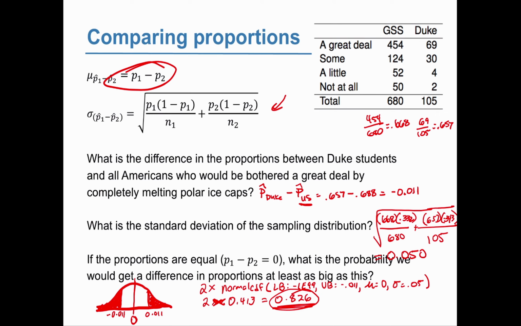And that's it. That's the difference of two proportions. Calculating the standard deviation is a pain, but that's why you have formula sheets. Other than that, it's basically just like doing it for a single proportion.